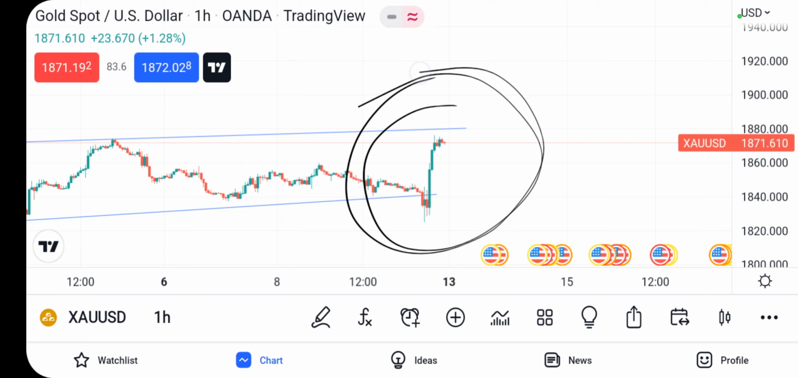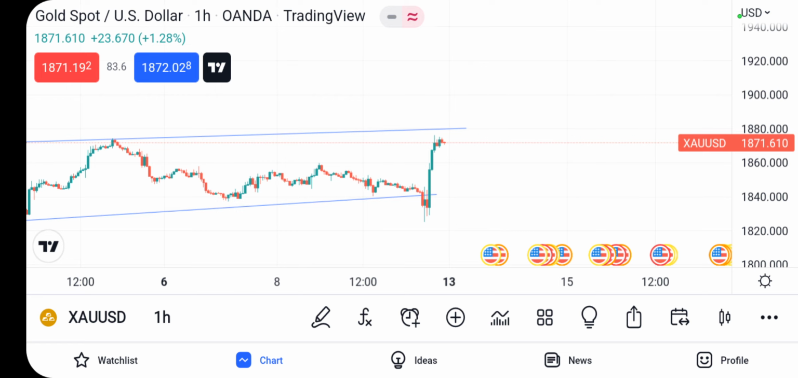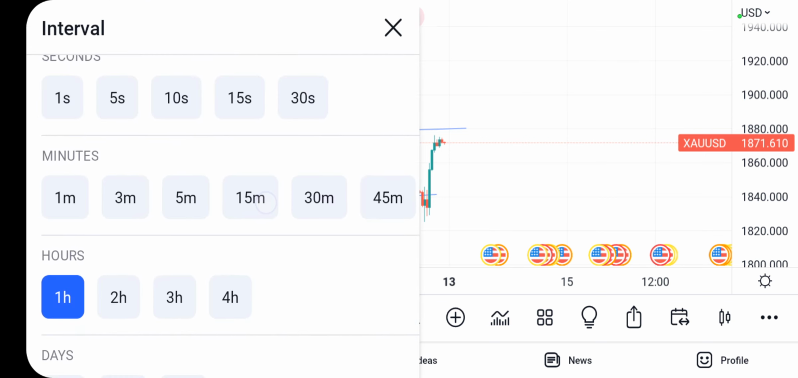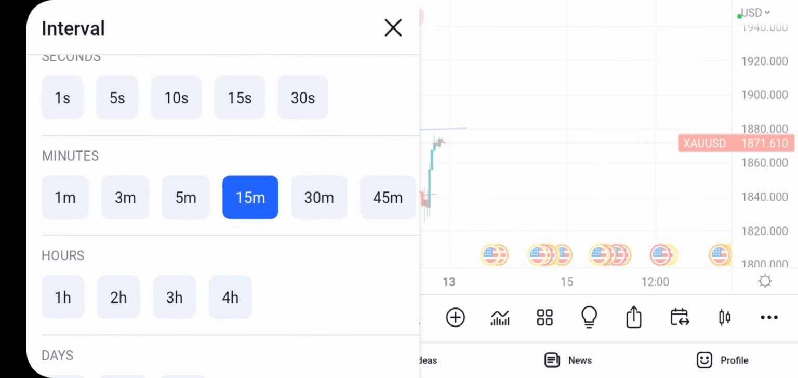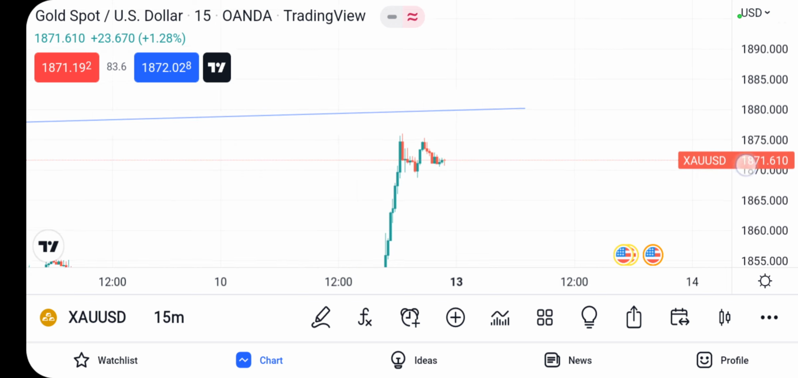I can't buy on gold because the bigger time frame is pushing to the downside. If you can see that, you can also see that gold is pushing to the downside. So that's what I'm seeing on gold. Let me go straight to 15 minutes. Maybe you can see there's a nice setup there.